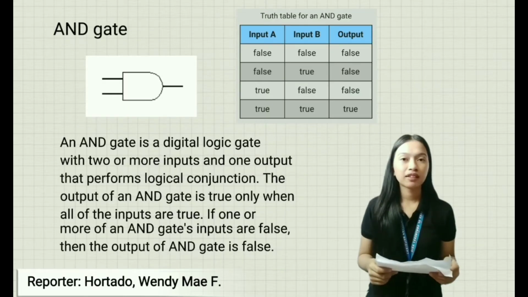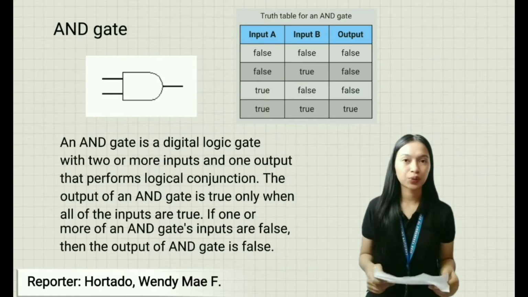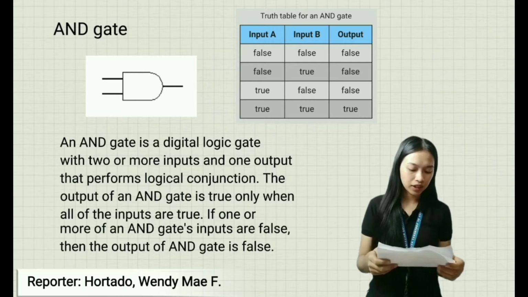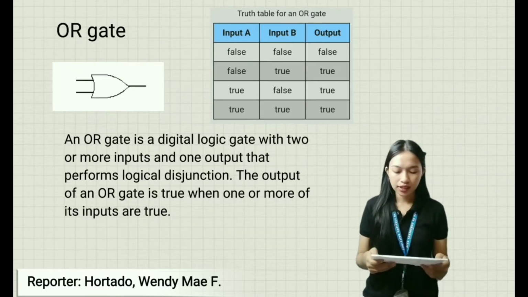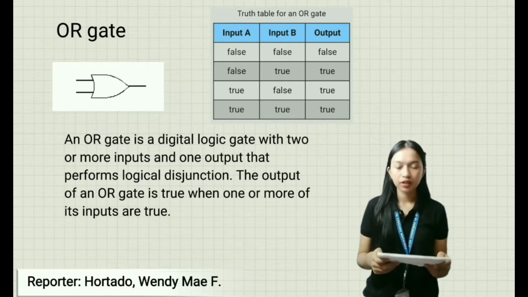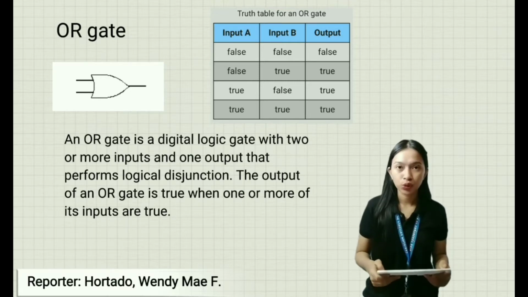To identify an AND gate, the inputs must be the same together with the output, and if there is a difference in the inputs, then the output is automatically false. In an OR gate, the same inputs give the same output. Different inputs give an automatically true output.